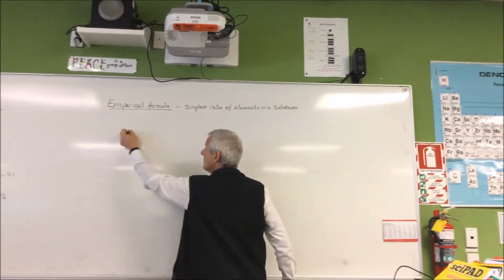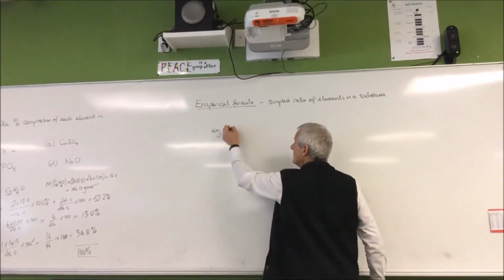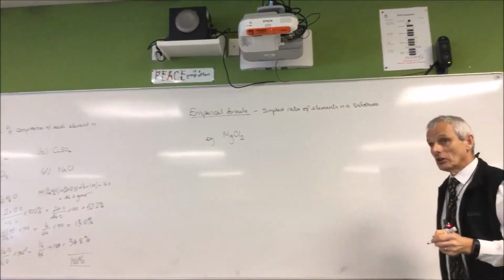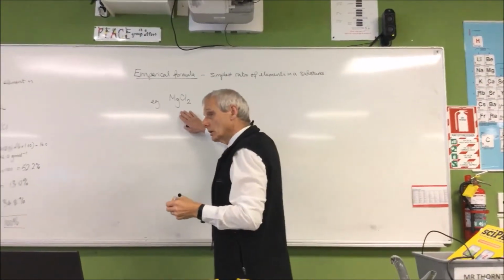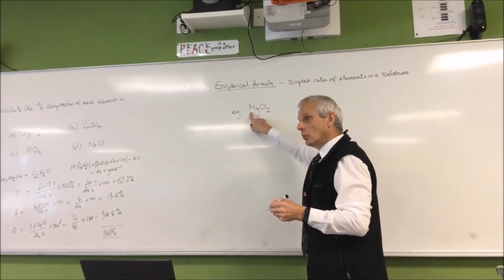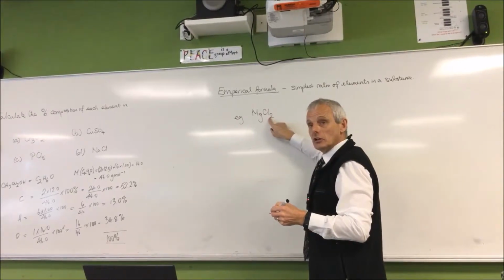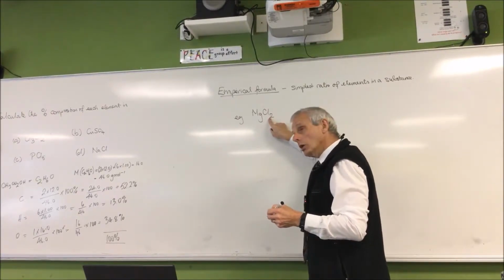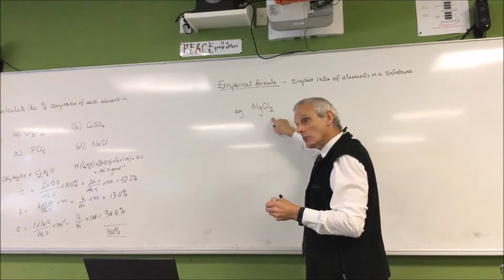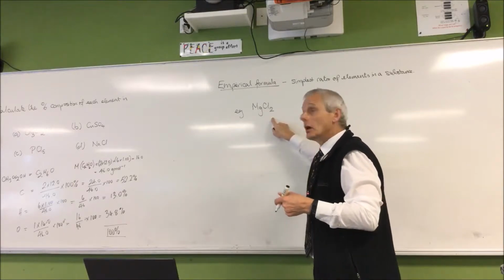So if we take a simple example like magnesium chloride, what this means, this is an empirical formula, okay, is telling you for each magnesium we've got 2 chlorines, or chlorides in this case, okay, or for every mole of magnesium we'll have 2 moles of chlorine, yeah, because we're just scaling it up, okay.